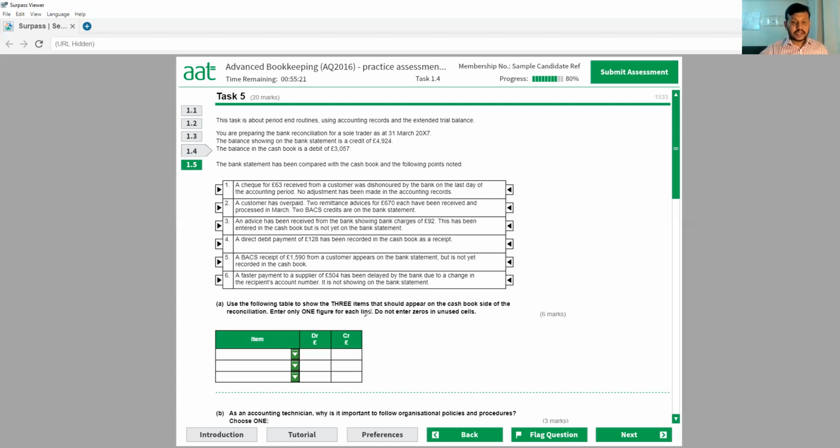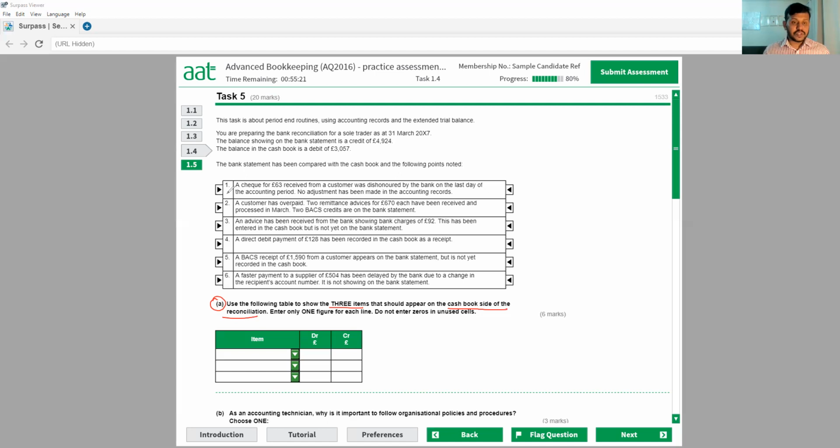Let's read the requirement first. With this question, first you read the requirement. Use the following table to show three items that should appear on the cash book side of the reconciliation. Enter only one figure for each line. Do not enter zero in unused cells. So it is something we did in the cash book, and we have to now reconcile it. So the mistake is in the cash book and we have to now reconcile it. Let's have a look at the first one.